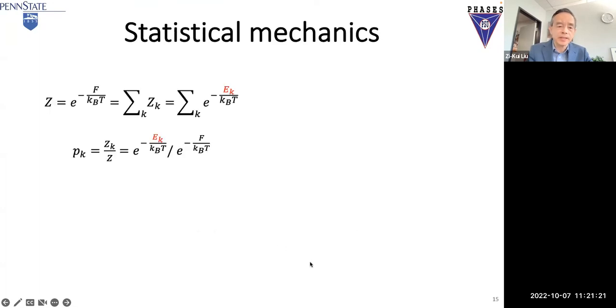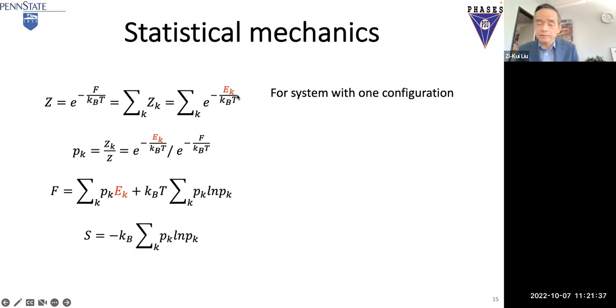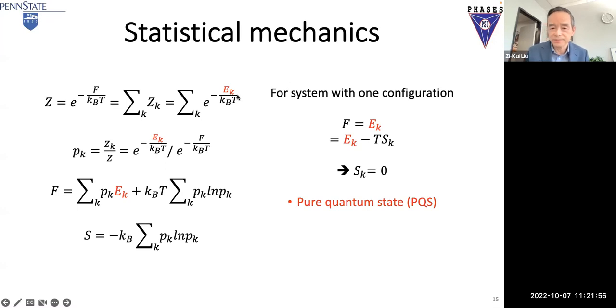So quickly go through the statistical mechanics: the partition function, the probability of configurations, and it calculates the energy and gets the entropy of the system. Now you see that in the standard statistical mechanics we use E_k, and if you think about a system with only one configuration, for example at a very, very low temperature, then F equals E_k. But we also know F equals E_k minus T S_k, that means S_k equals zero. That means all the configurations in this formula have zero entropy. They are pure quantum states. They only have one state each. The energy can be different, but their state is only one.